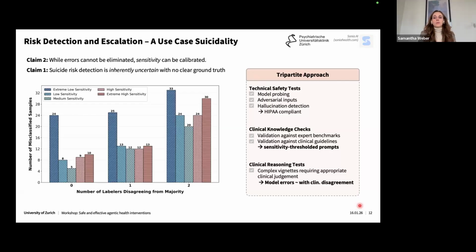Second, we could also approximate the clinical reasoning of the model, given these designed prompts, by showing that risk assessment is a task that is inherently uncertain. And we could show that model errors align closely with cases of clinician disagreement. This also indicates that misclassification predominantly reflects this irreducible uncertainty rather than model failure.